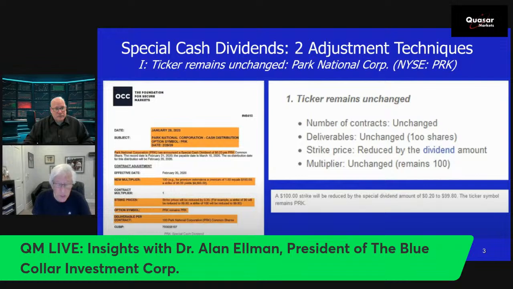So the way the OCC handled it, instead of having a strike price of 100, let's say, the strike price becomes 99.80. I've got to be honest, I didn't know that. I didn't know that they changed the option strike price.